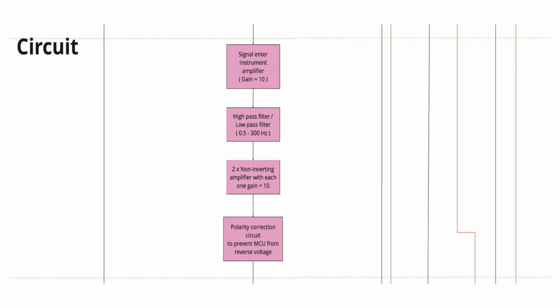Secondly, after getting the raw signals of 3 leads, the instrumentation amplifiers receive those signals, then create lead 1, 2, and 3. Then, those signals will be filtered by an active second-order high-pass filter and an active second-order low-pass filter. After that, the signal is amplified by 2 non-inverting amplifiers, each with a gain of 10, so the 2 amplifiers equal 100. Before entering the microcontroller unit, we will use a polarity correction circuit to prevent reverse voltage from entering the microcontroller unit because it cannot be easily replaced.